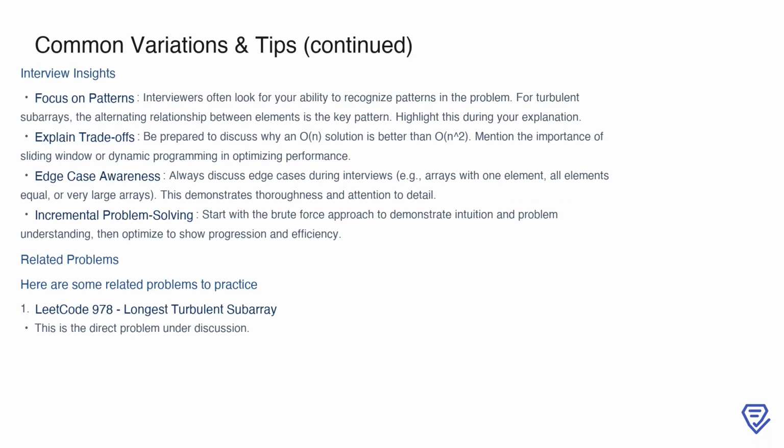When discussing this problem in interviews, there are a few key points to emphasize. Recognizing patterns is crucial, specifically, the alternating relationship between elements in turbulent subarrays. Clearly explain this pattern to demonstrate your understanding. It's also important to discuss trade-offs, for example, why an O(n) solution is superior to O(n²), and how techniques like sliding window or dynamic programming optimize performance.